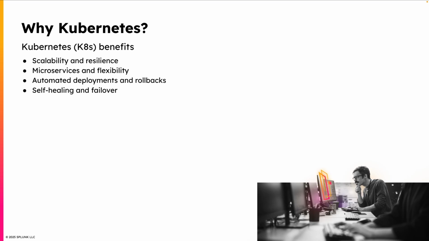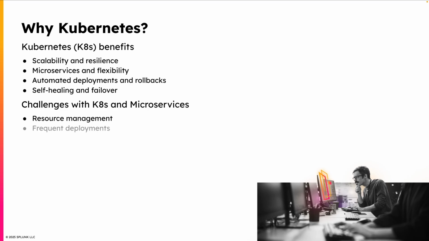Another advantage is automation. Whether it's rolling out updates, handling rollbacks, or restarting failed containers, Kubernetes minimizes manual intervention. But Kubernetes and microservices can be challenging to work with. Larger environments with hundreds or even thousands of microservices can make resource management difficult. With frequent deployments, ensuring smooth rollouts without breaking dependencies is critical. Knowing how microservices interact is another challenge, especially as infrastructure constantly changes.